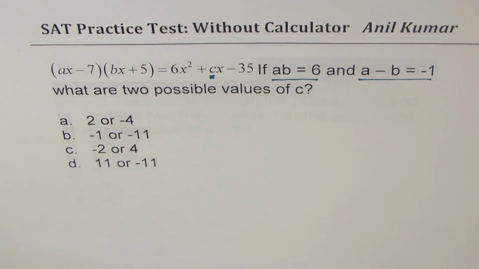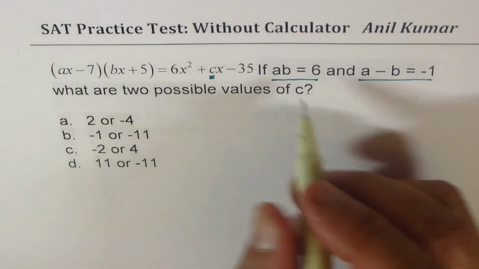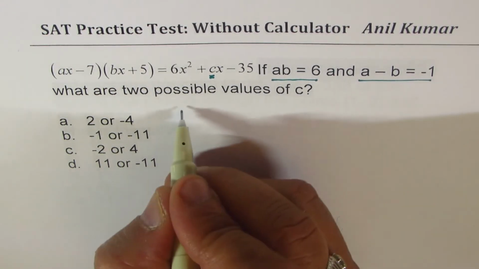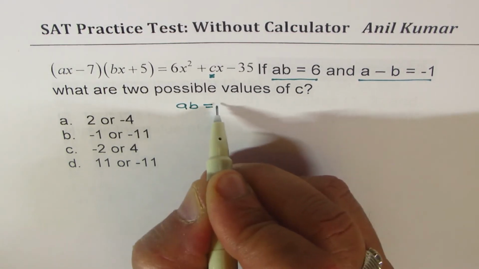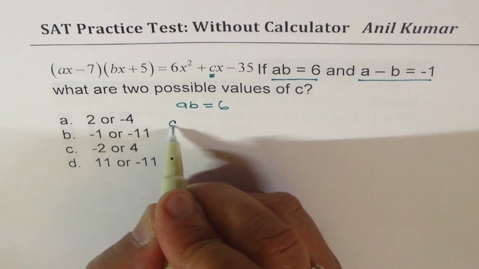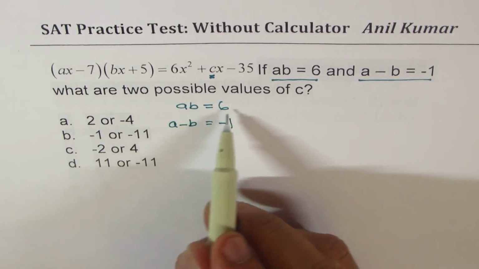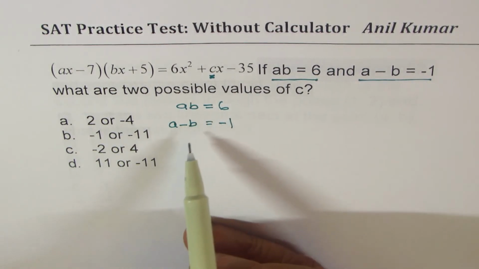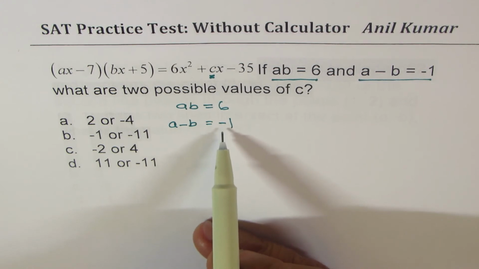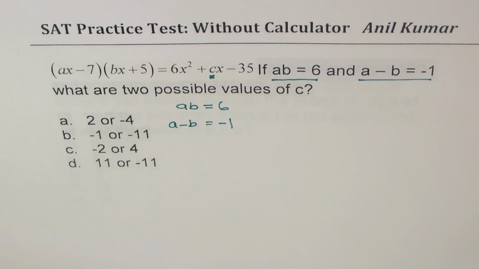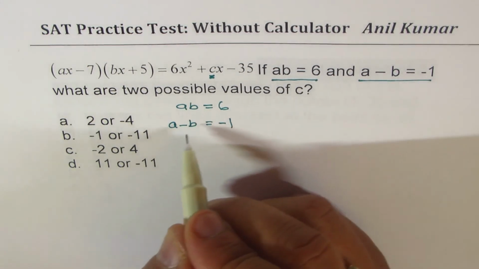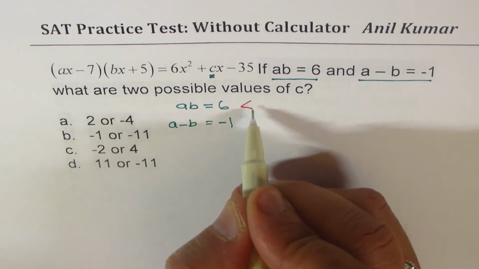And we have 4 choices. Okay, so let's work with the conditions. We know AB equals 6 and A minus B equals minus 1. Now when the product is 6, you could have combinations, and the difference is only minus 1. That means we could work with two values, which is 2 and 3, for example, right?